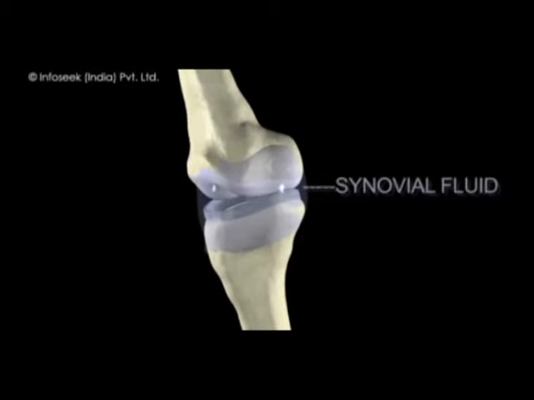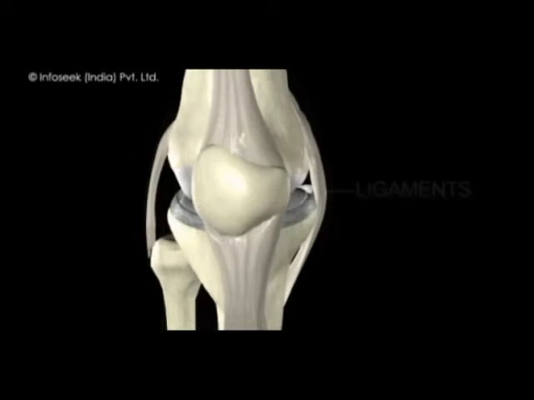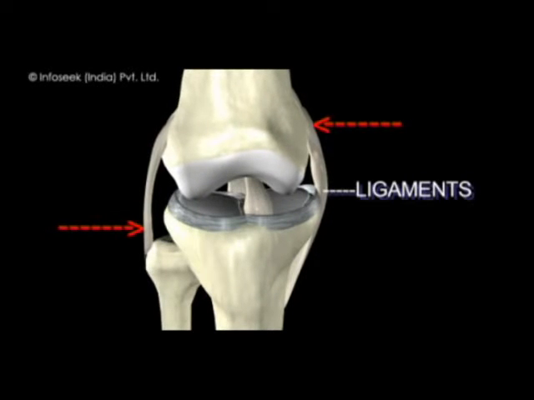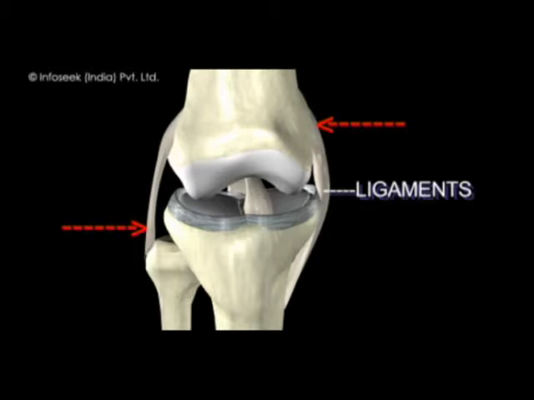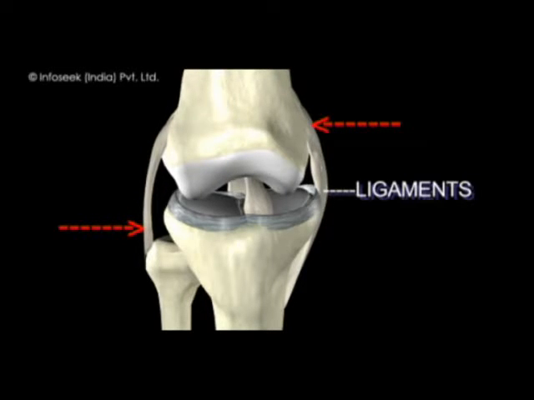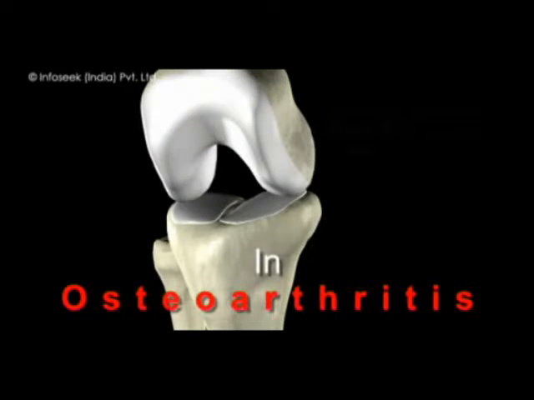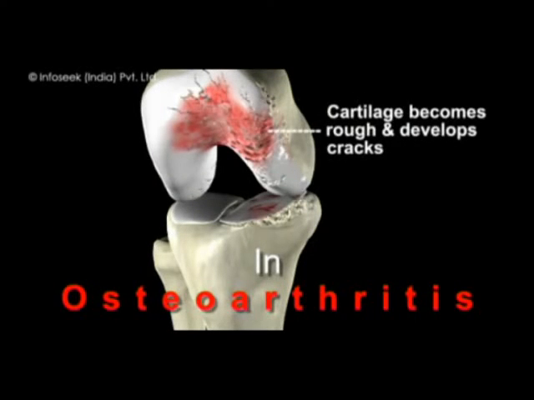There is a small amount of synovial fluid present in the joint. It serves to nourish the cartilage and makes it slippery. The joint is covered by a thick membrane called capsule and by strong bands running on either side called ligaments. The ligaments, capsule and muscles around the joint prevent the bones from moving too much and hence keep the joint stable. In osteoarthritis, the cartilage degenerates.